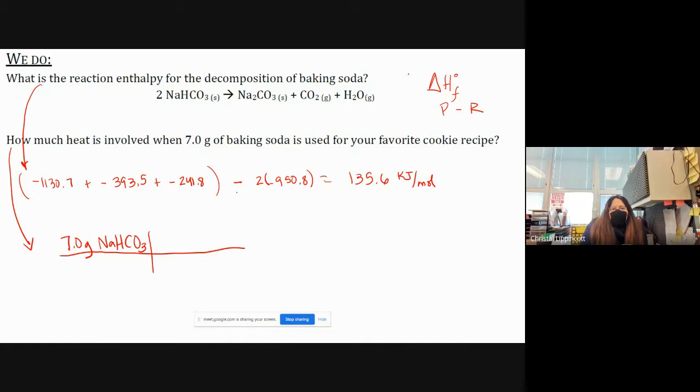All right. Did you get this for the answer for the top section? Okay. Have you started the bottom section? It's going to involve dimensional analysis. Do you know the molar mass of baking soda? Give that to me.